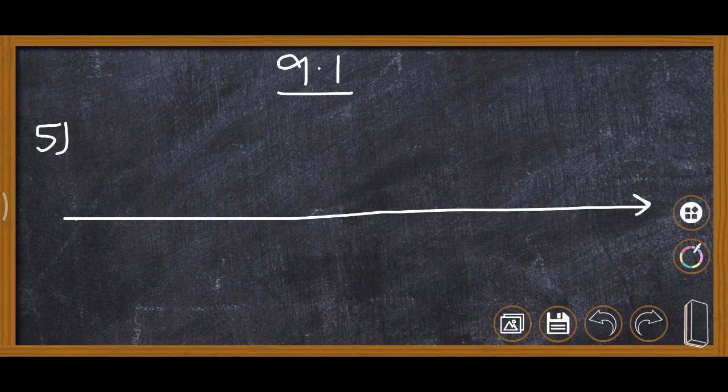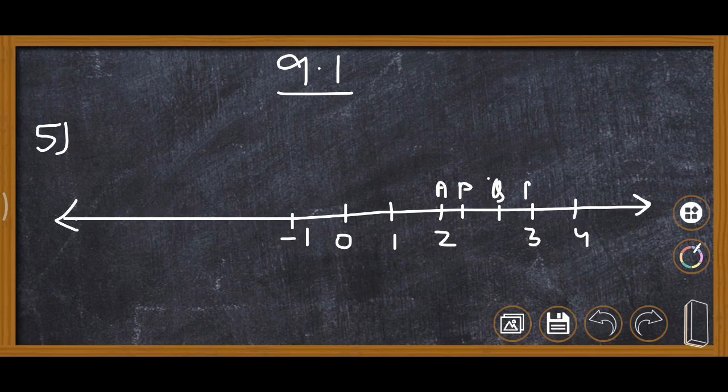Draw a line. Here you are required to mention the points one by one. This is 0, this is 1, this is minus 1, this is 2. Between 2 and 3 there are many parts. This is 4, 1, 2. A, P, Q, B, and this is minus 2. Then T, R, S, U, minus 3, minus 4. So you are required to mention here P, Q, R, S.